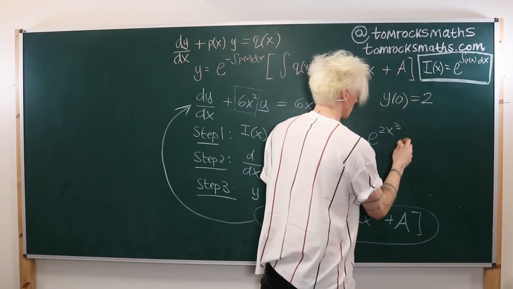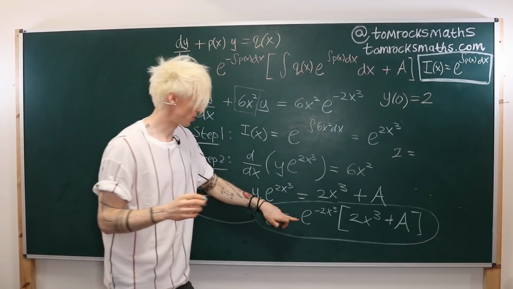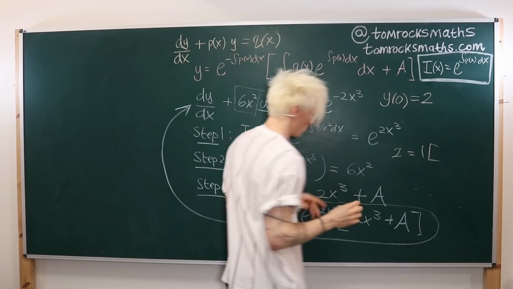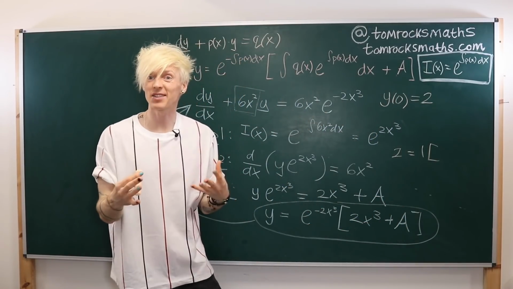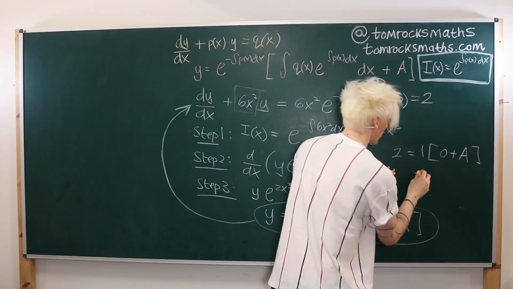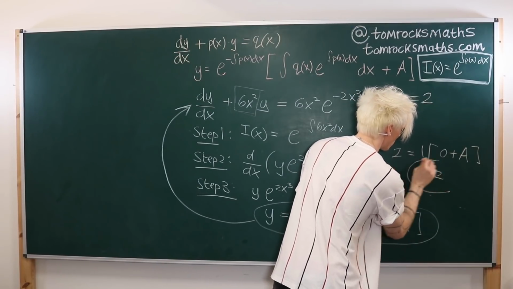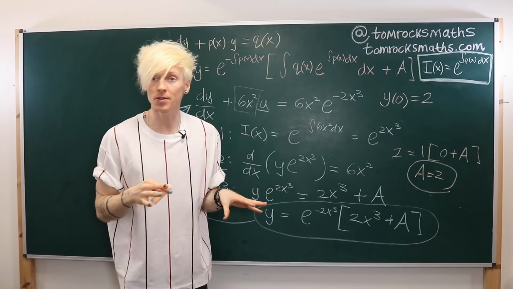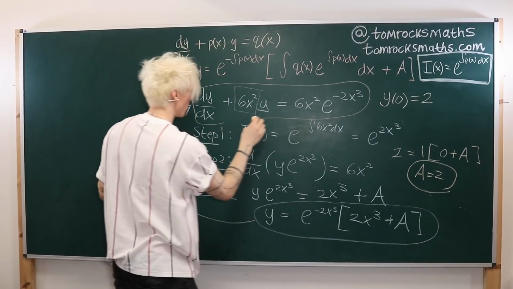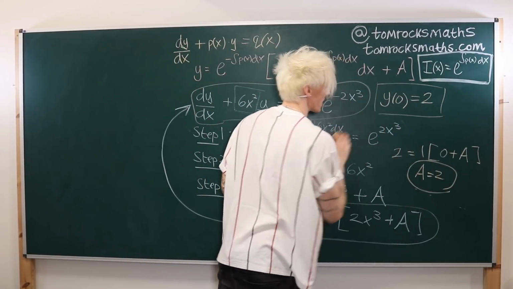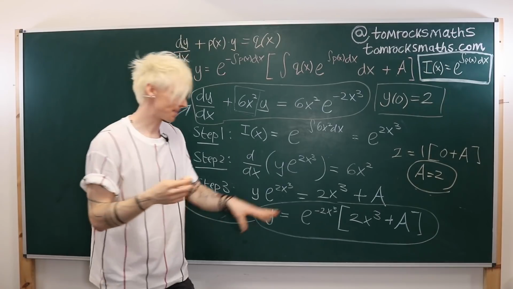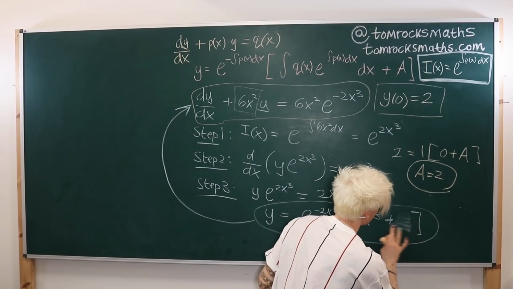So that tells me that 2 must be equal to e to the power of 0, which is 1. So I get a 1, square bracket 2x cubed, x is 0, so that's 0, plus a. So simplifying all of that tells me that a is 2. And so my final solution, which satisfies the differential equation here, plus this piece of initial data, is y equals e to the minus 2x cubed, all multiplied by 2x cubed plus 2.